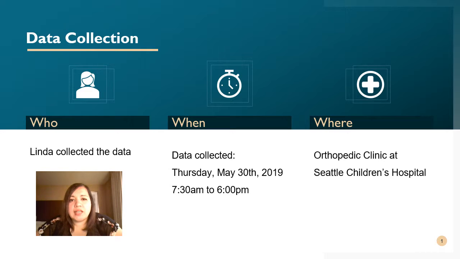For this project, I collected data from patient X-ray exams in the orthopedic clinic at Seattle Children's Hospital, where I work as an X-ray technologist. In an effort to control variables, this study was limited to a single location within the hospital. All of the data was collected over the course of a 10-hour shift on Thursday, May 30th, 2019.